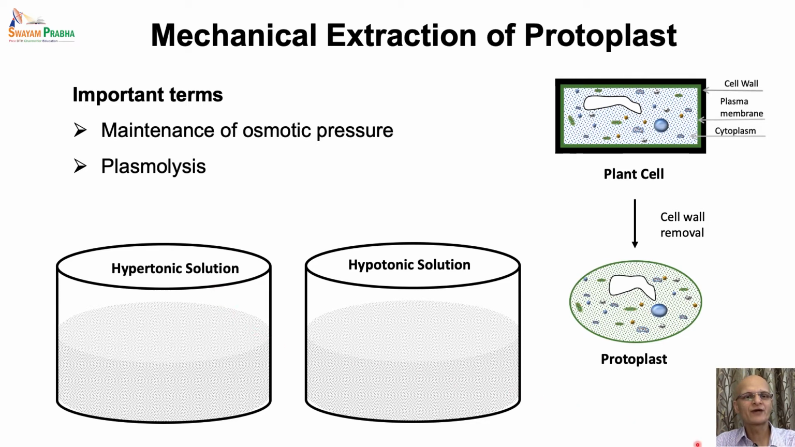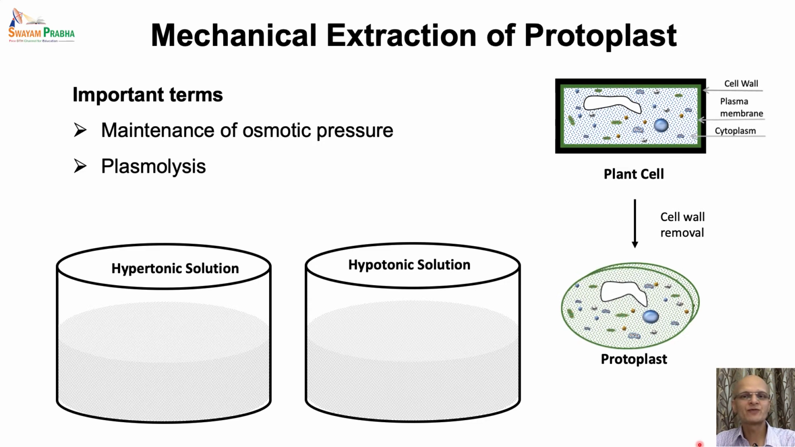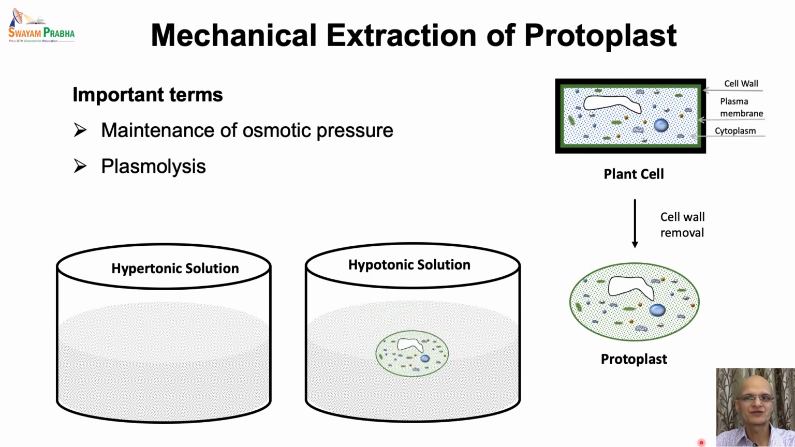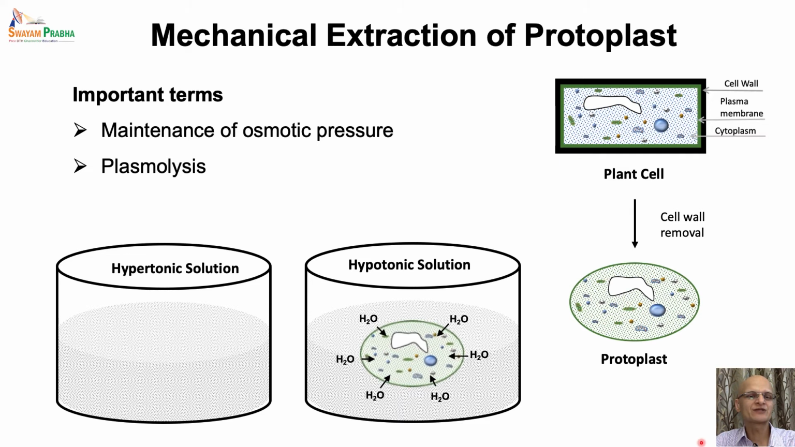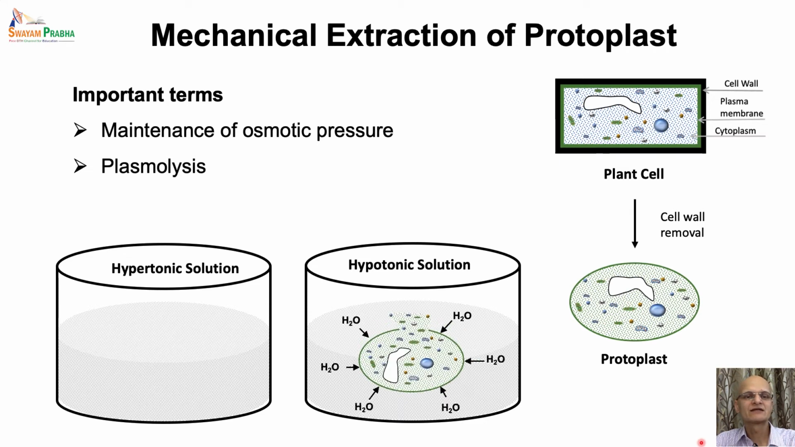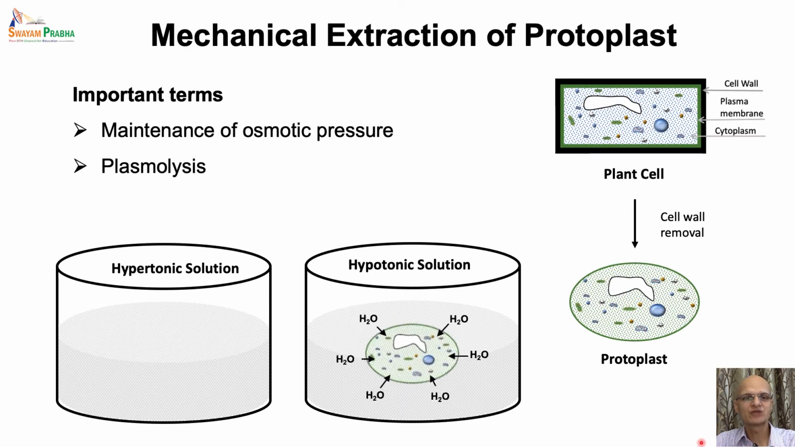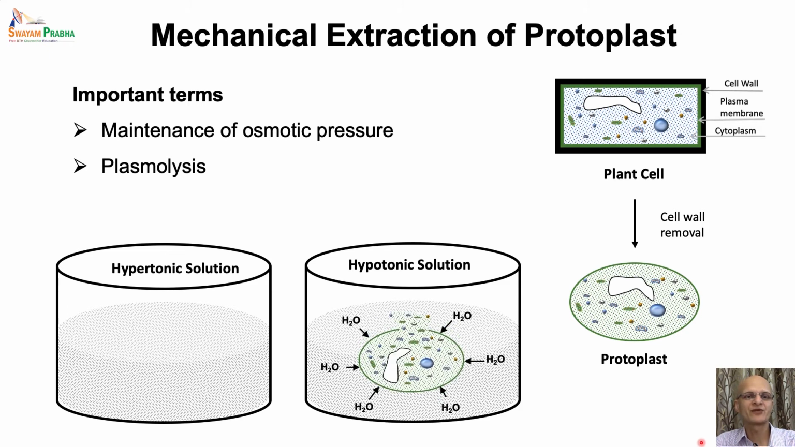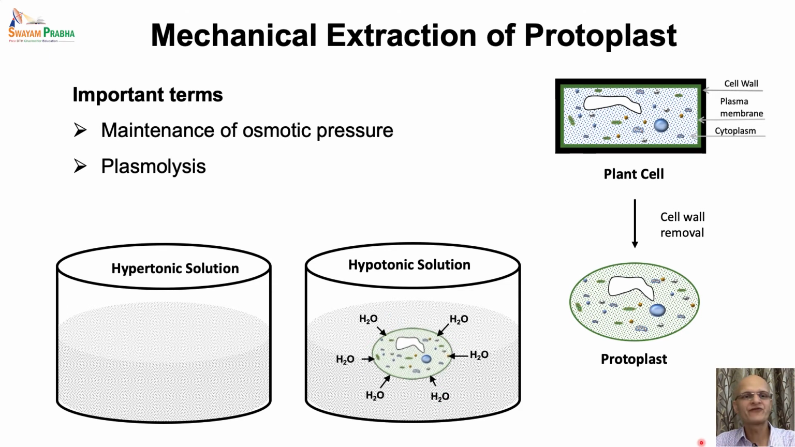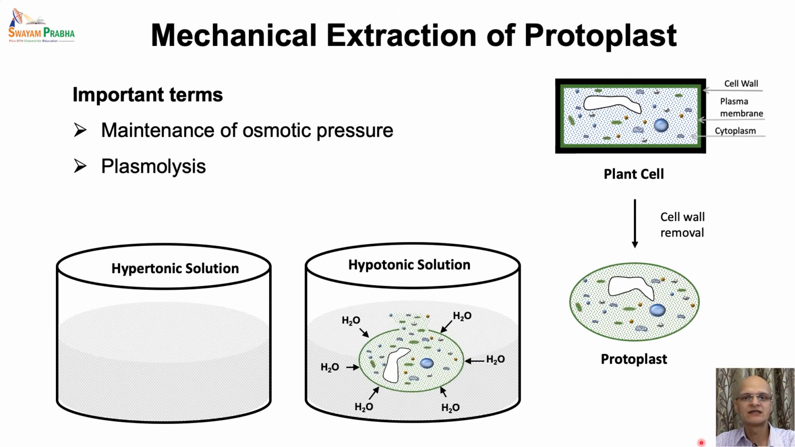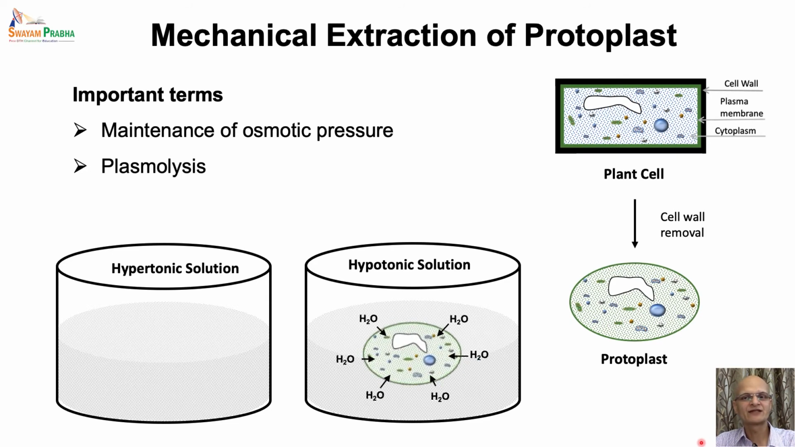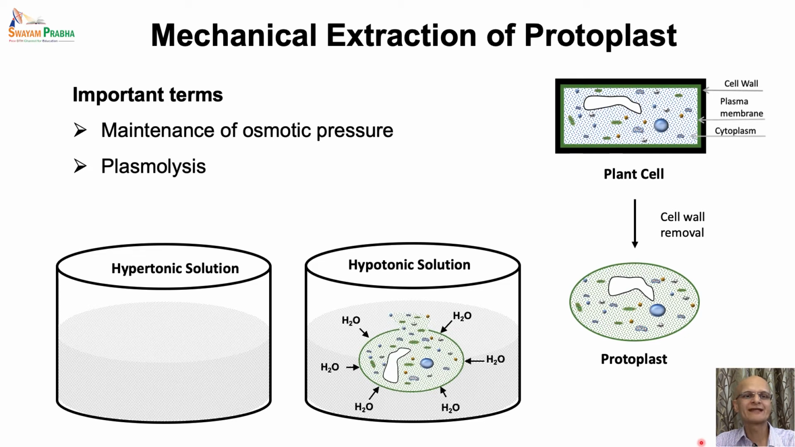Now, what will happen if we place the protoplast into the hypotonic solution? In the hypotonic solution, the strength of the solution is lower as compared to the protoplast, and therefore they will take up water, they will swell, and the turgor pressure would increase, finally leading to the bursting of the protoplast.